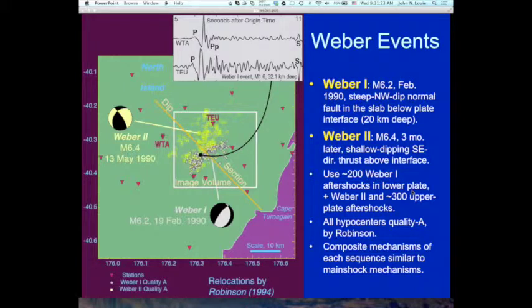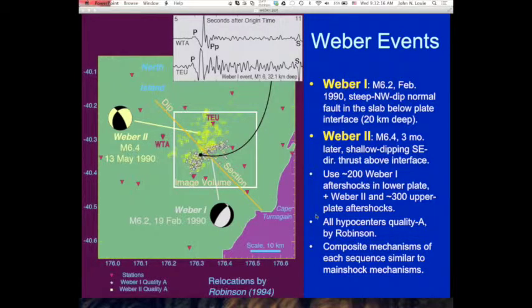By the time they got the temporary array out there, they were still able to record about 200 small Weber 1 aftershocks. And then the array recorded the Weber 2 main shock and 300 upper plate aftershocks. Russell Robinson of GNS relocated all the hypocenters and developed a 1D velocity model, with this kind of ray coverage with a very tight source zone. The source zone is all within a 20 by 20 kilometer area. There just wasn't enough ray coverage to justify a 3D velocity analysis, so the 2D had to be good enough.